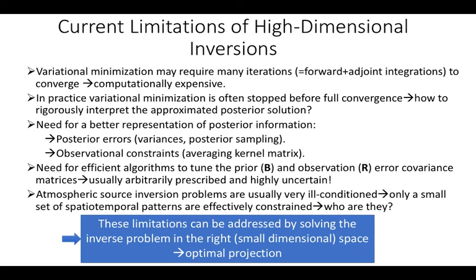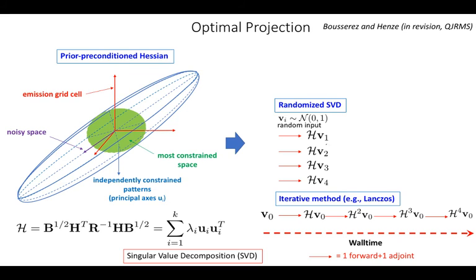So it turns out that those limitations can be addressed very efficiently as soon as we solve the problem in the right subspace. The approach consists in looking at an optimal projection, and I will briefly explain what I mean by that. The optimal projection approach consists simply in solving the problem for just a small set of patterns, or emission patterns, for instance, that are most constrained by your observation.